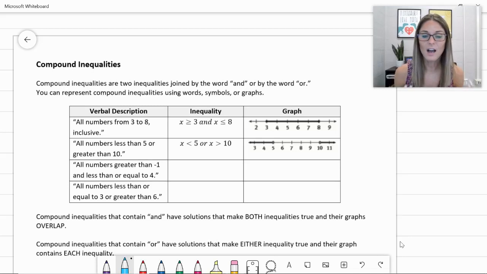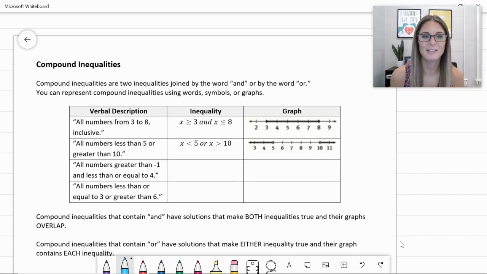Now let's look at compound inequalities. A compound inequality, think about what you know about English. A compound word like houseboat. It's a house, it's a boat, it's a houseboat. So there's two words combined to make a compound word. Compound inequality, there's two inequalities. We combine them to make a compound inequality, okay?